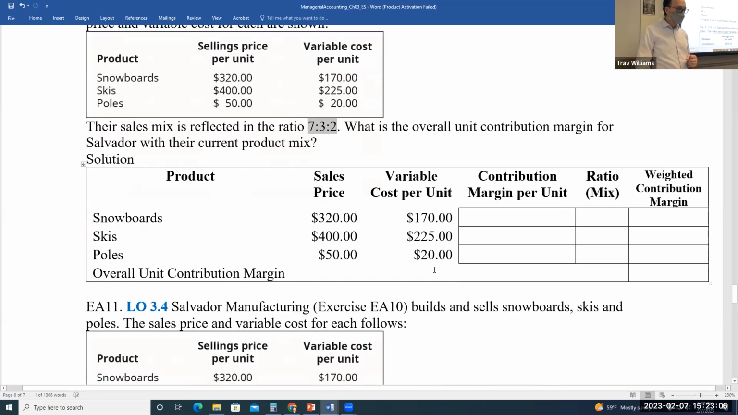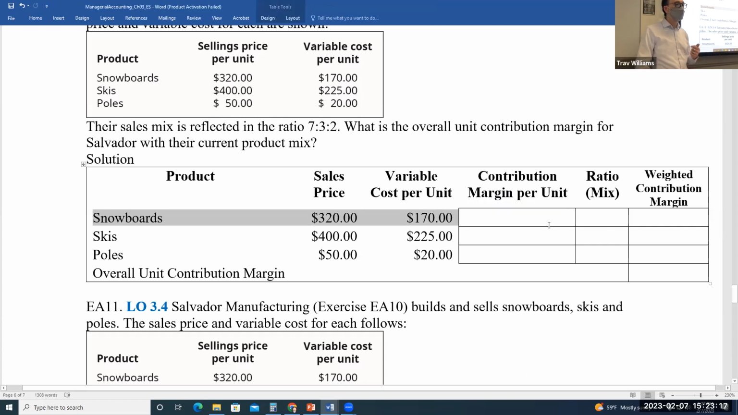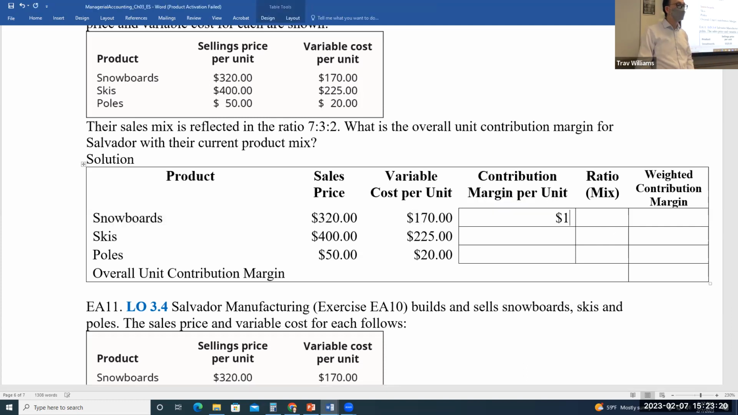All right, so the data have already been copied down here for us. We can see their snowboards each have a sales price of $320 and each have a variable cost of $170, which means each snowboard has a contribution margin per unit of $150. The skis each have a contribution margin of $175. That's for a pair of skis, obviously. And poles have a $30 contribution margin per pair of poles. And they told us the ratio is 7 snowboards for every 3 pairs of skis and 2 pairs of poles.